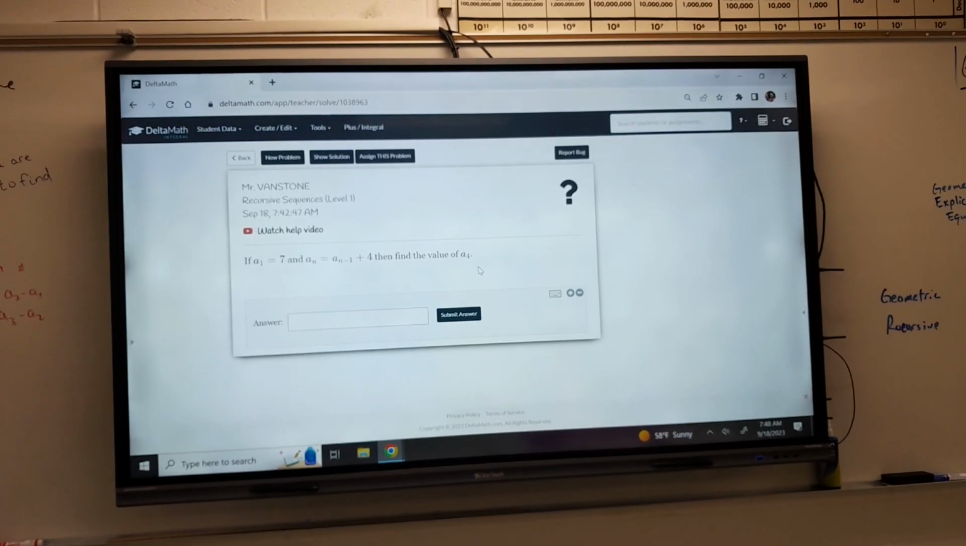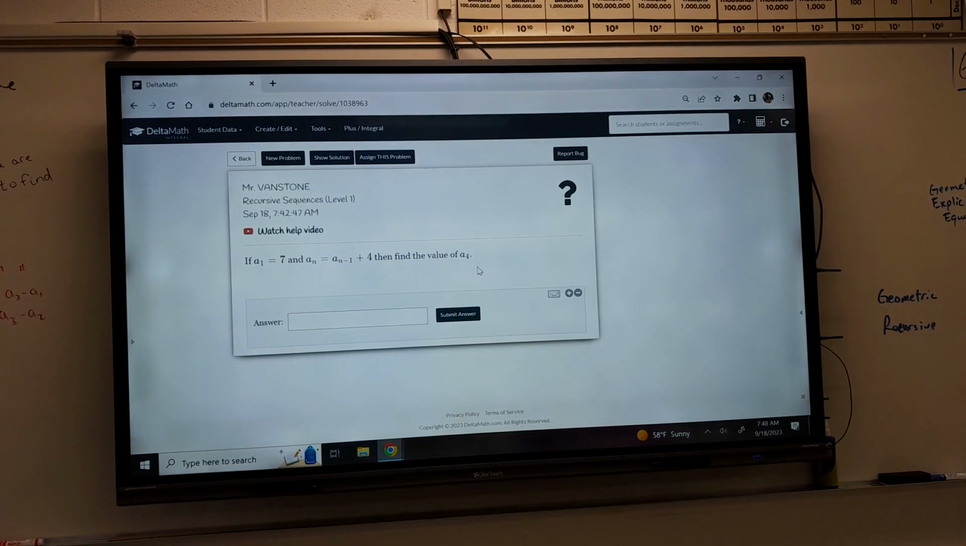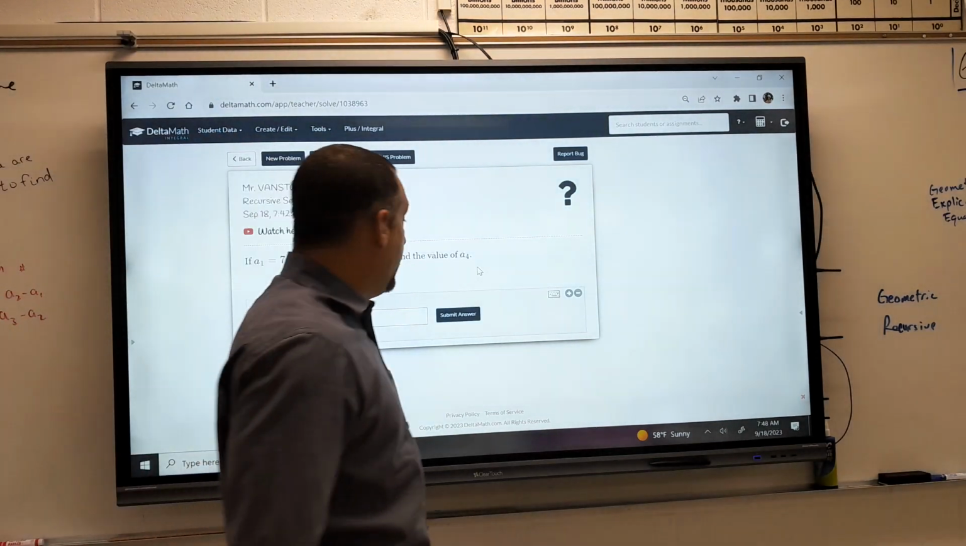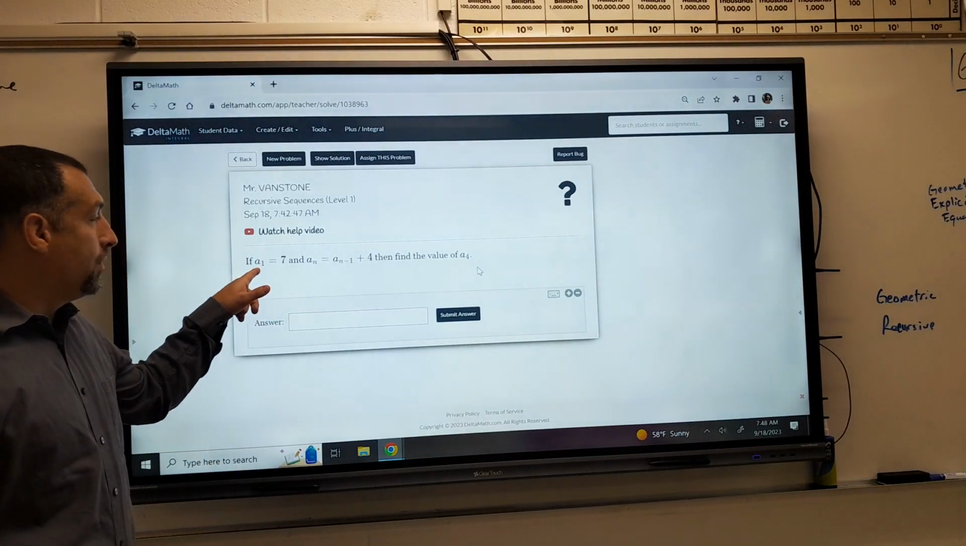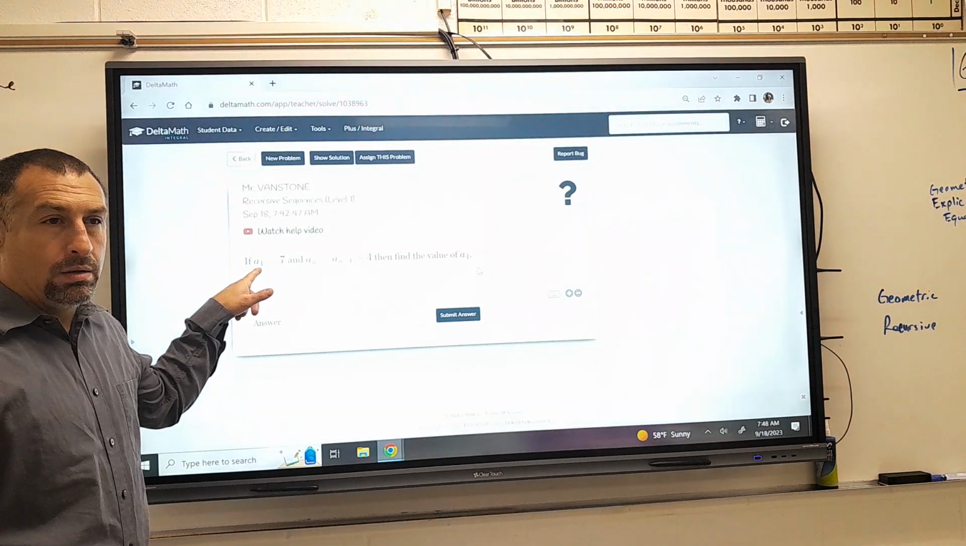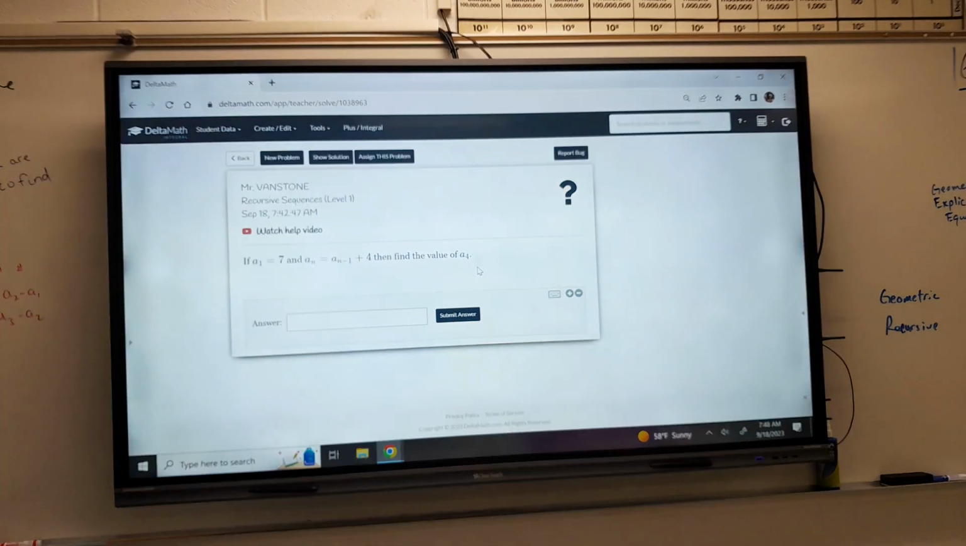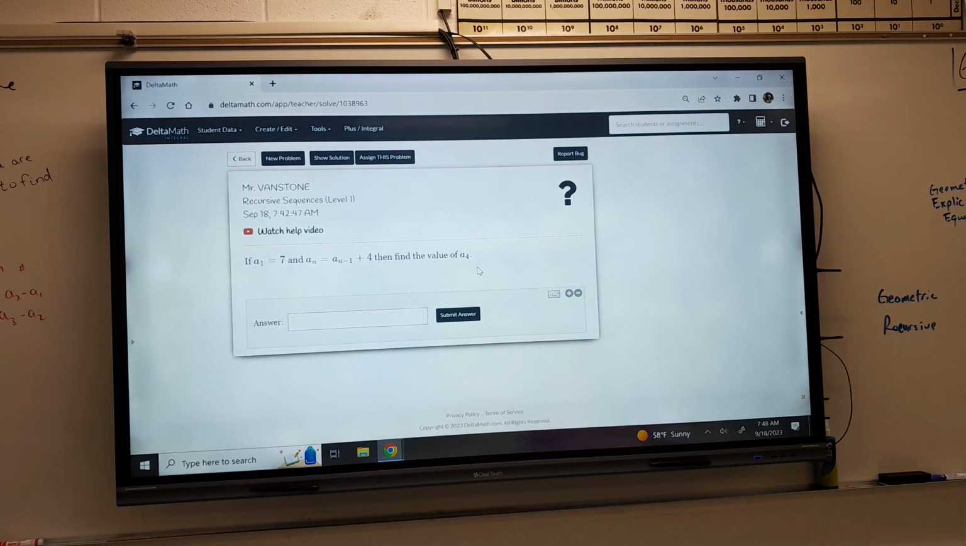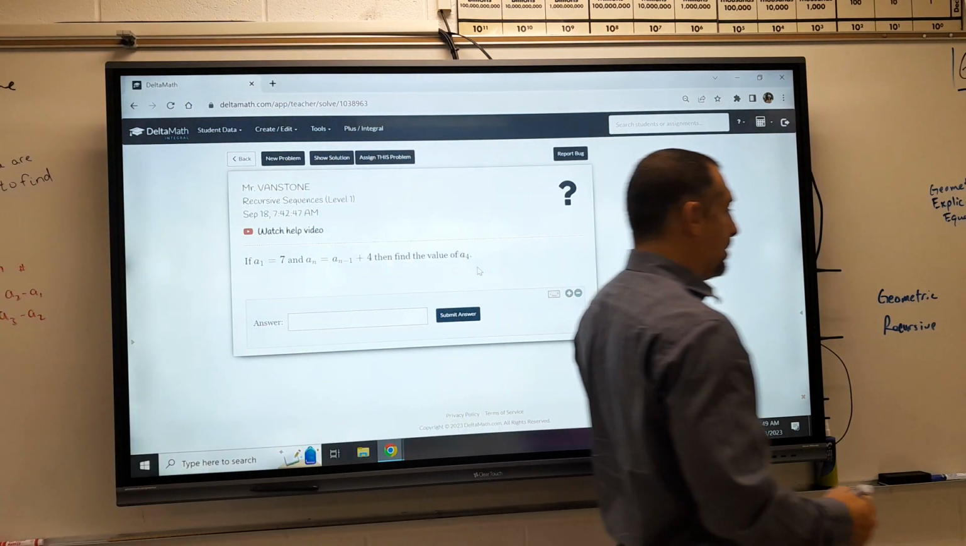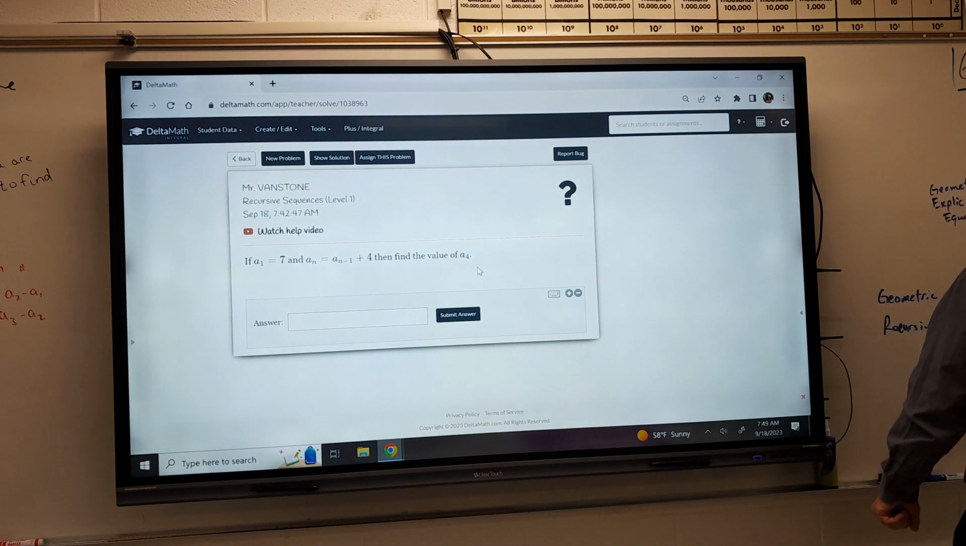All right, first example, this is just a level 1. Now, that's another thing we need to add. To each one, if you're doing recursive, they have to give you the A subscript 1 definition. You have to have a starting place. So I'm going to add that. They will give you A subscript 1. That'll be given information. You have to have a starting place for this to work.